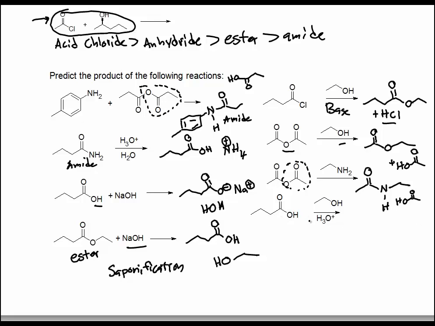And lastly we have what's called a Fischer esterification. We're going to change the carboxylic acid, the OH, into an OR group. We're going to make an ester. And of course the byproduct is water. We lose this OH and this H to make water. And so that's called Fischer esterification. We make this ester here.